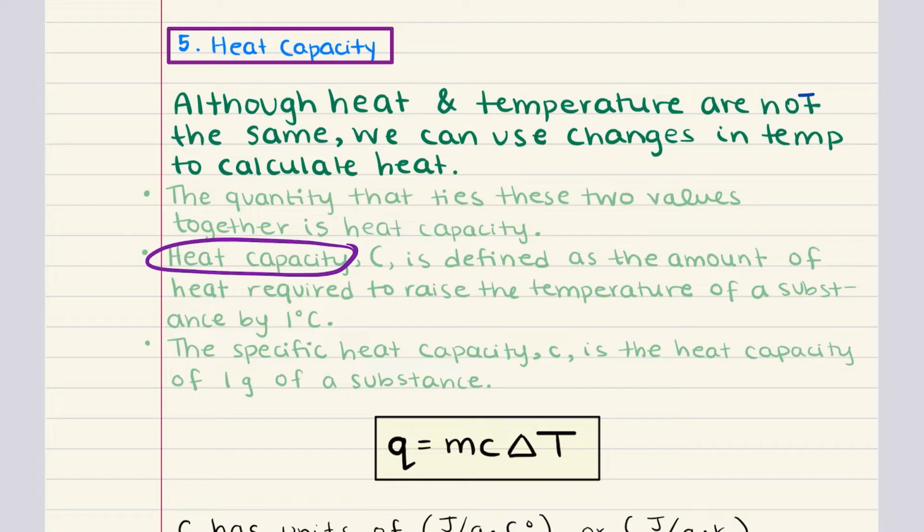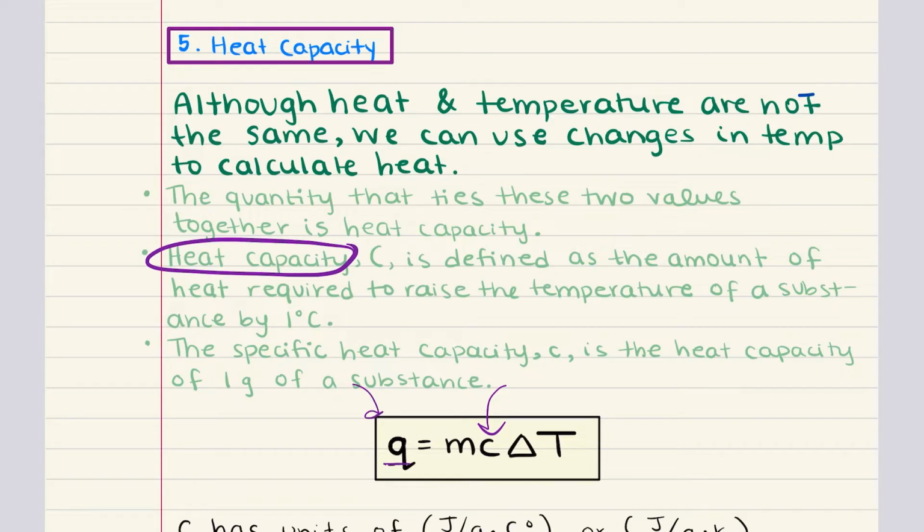This is defined as the amount of heat required to raise the temperature of 1 gram of a substance by 1 degree Celsius. Additionally, you might hear the term molar heat capacity. This is the amount of heat required to raise the temperature of 1 mole of a substance by 1 degree Celsius. Now, if you know the heat capacity of a substance, you can calculate the heat using the following equation.